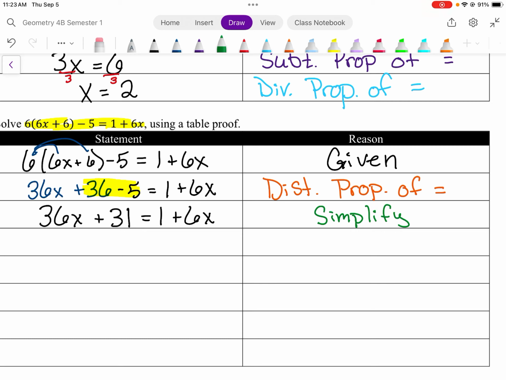Now this looks very similar to our last problem. We want all of our variable terms to be on one side. So the next step I would do is I would subtract 6x. And that would bring us to 30x plus 31 equals 1. And that property we subtracted on both sides of the equal sign. So we are going to use the subtraction property of equality.